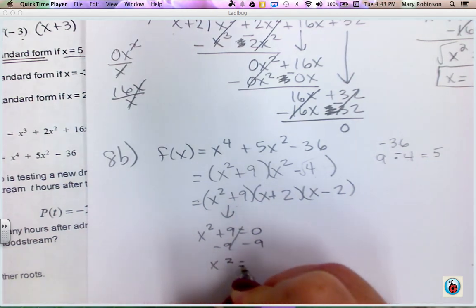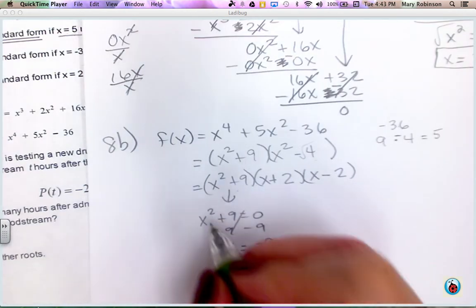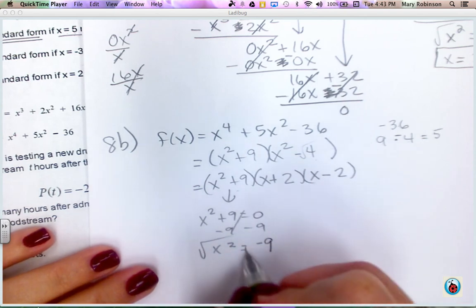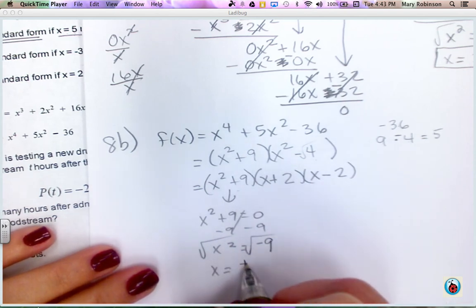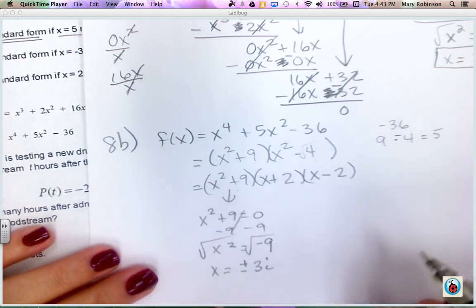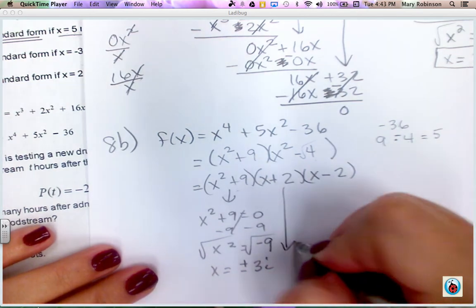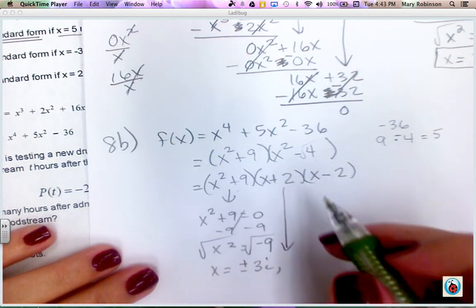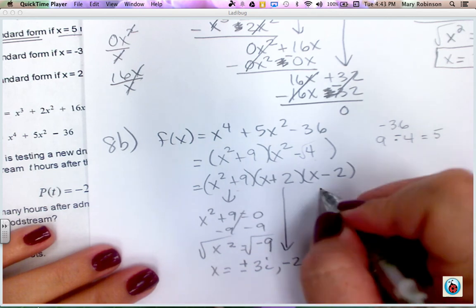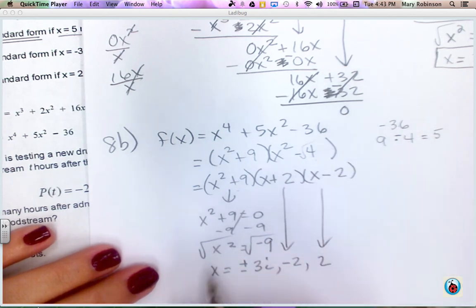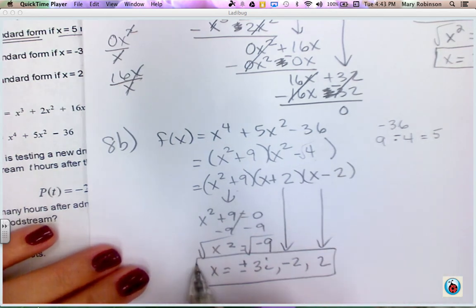So x squared equals negative 9. And when we take the square root of both sides, we get positive or negative 3i. This one down here, we should be able to look at it and tell that it is negative 2, and this one here, be able to tell that it is positive 2. And that's the 4 of our zeros.